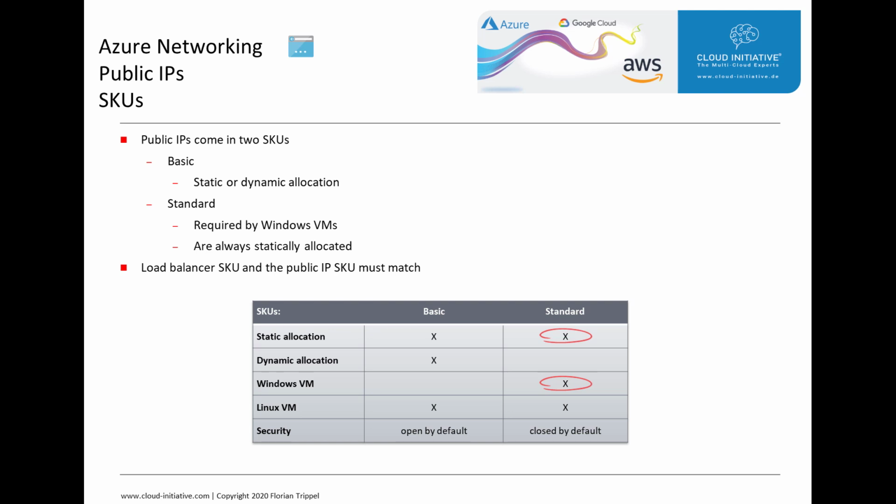Hello and welcome to this lesson on public IPs. In Azure, public IPs are available in two SKUs, Basic SKU and Standard SKU. Also, we distinguish whether the public IP is statically allocated or dynamically allocated.